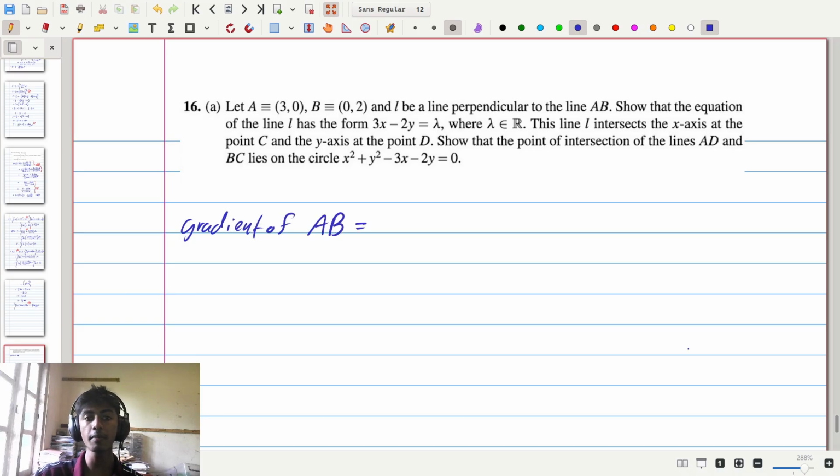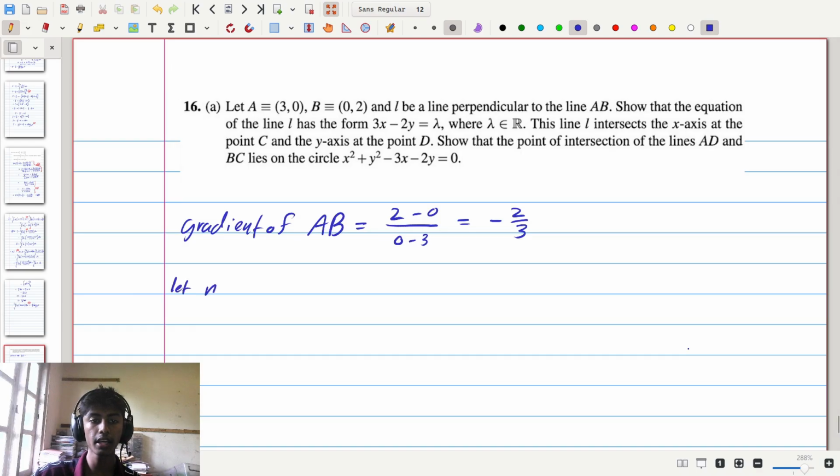the gradient of AB can be found by using the formula y2 minus y1 divided by x2 minus x1. So in this case, we have 2 minus 0 divided by 0 minus 3 from these two coordinates. If you simplify, we get 2 divided by minus 3, or minus 2 over 3.